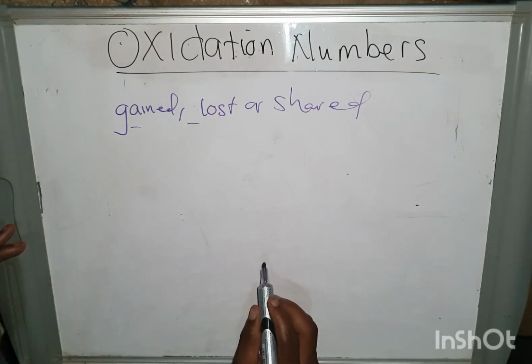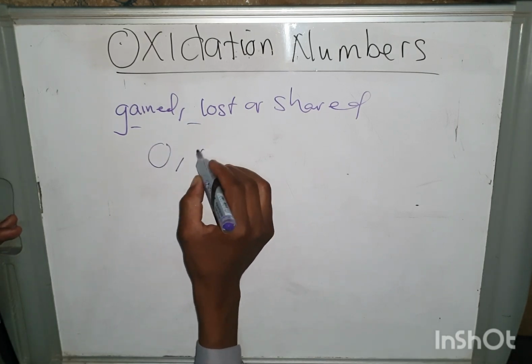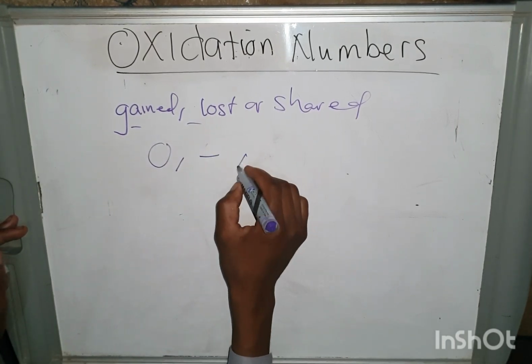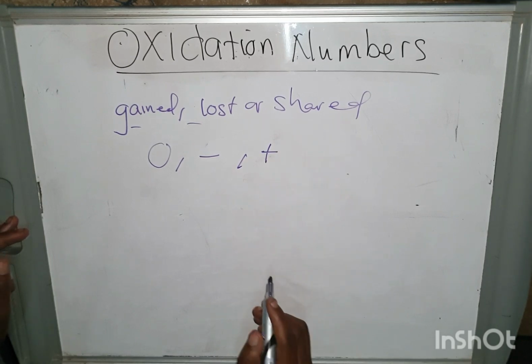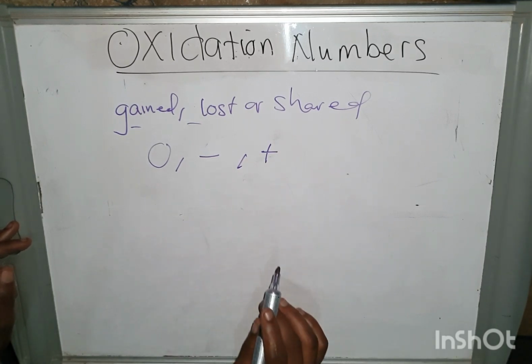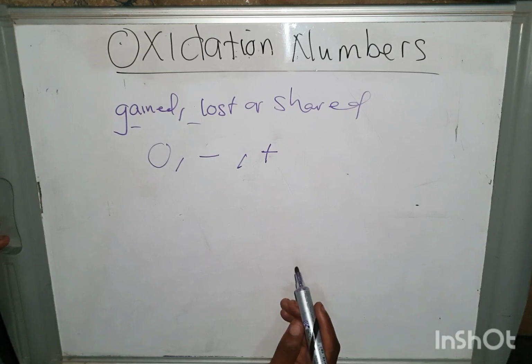The oxidation number can be zero, it can be negative, it can be positive. So oxidation numbers are integers.